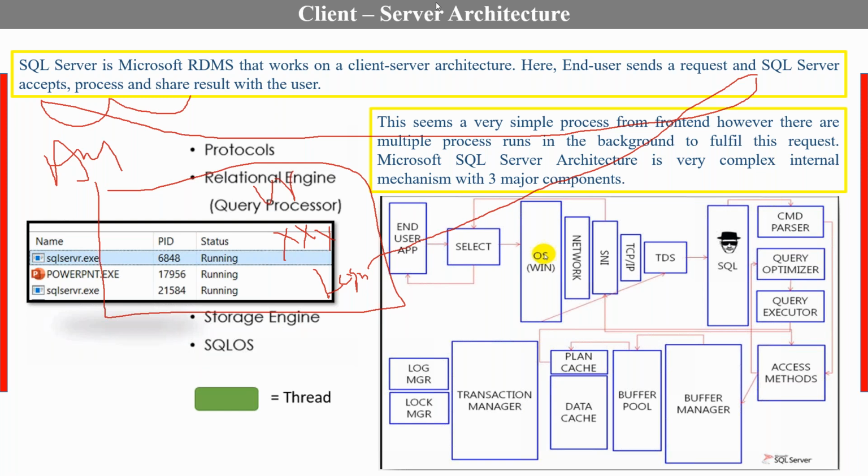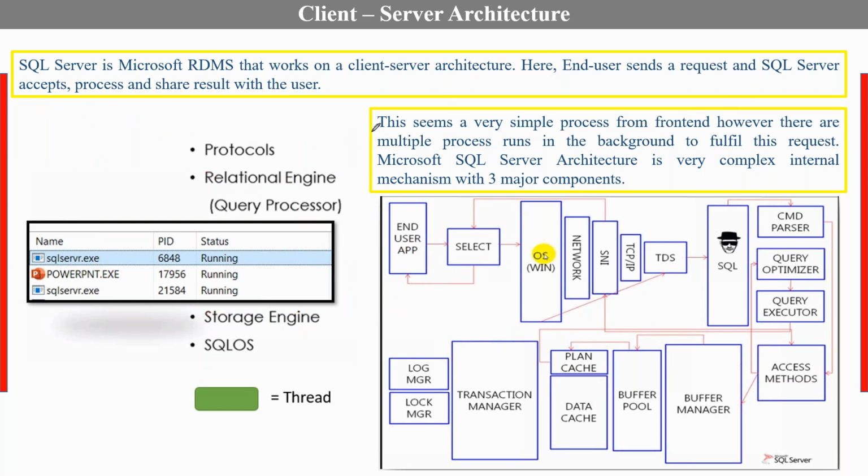Yeah. So that's what I mentioned here. This seems a very simple process from the front end because we love the front end, sir. The front end is nothing but the dashboard which you are able to see. Whatever you are seeing is the front end. What is happening in the back end is SQL, sir. How many processes it is performing in the back end is very, very important. This seems a very simple process from the front end. However, there are multiple processes running in the back end to fulfill this request. Agree? Not agree?